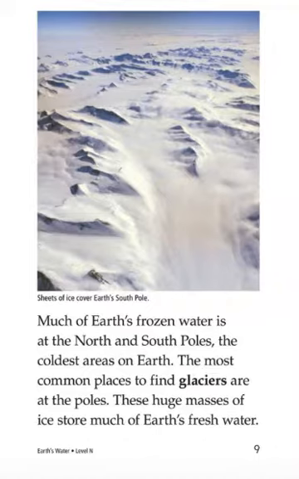Much of Earth's frozen water is at the North and South Poles, the coldest areas on Earth. The most common places to find glaciers are the poles. The huge masses of ice store much of Earth's fresh water.